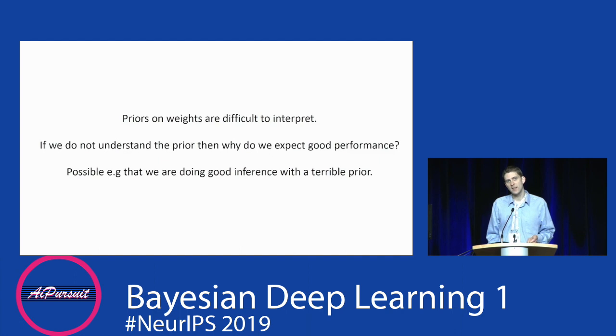But priors on weights are typically very difficult to interpret. And if we don't understand our prior, then why do we expect good performance? So it's possible, for example, that we're doing good inference, but with a terrible prior, so we get bad results. You actually did a good job, but you didn't see good results because you chose the wrong prior.